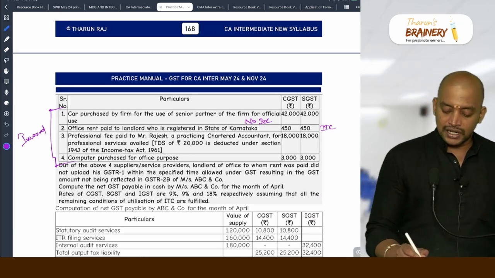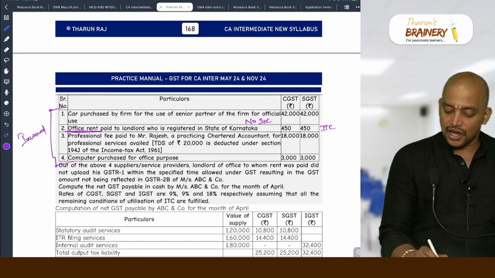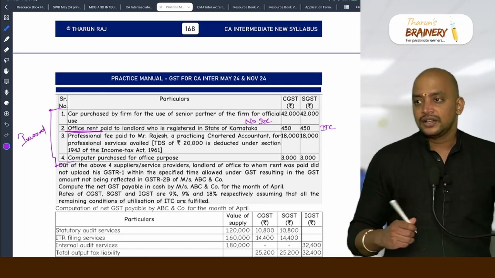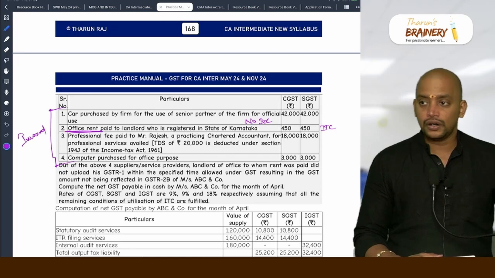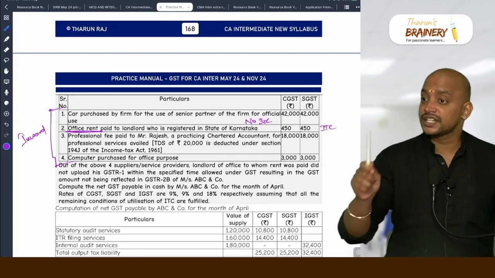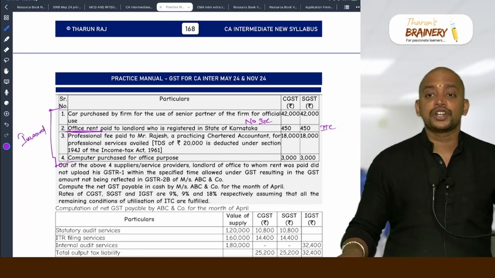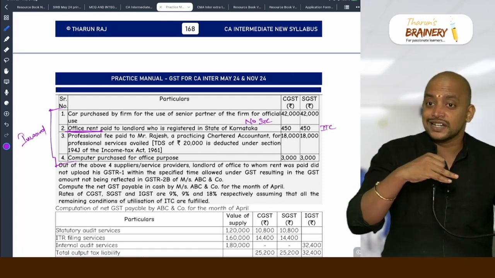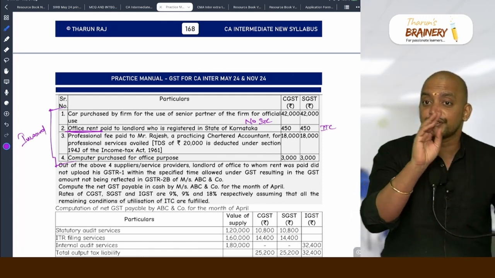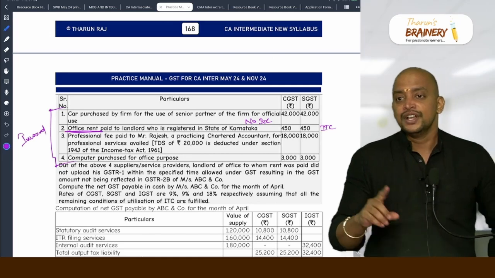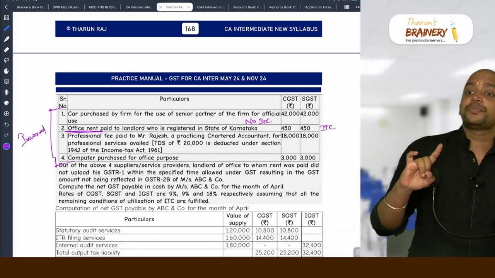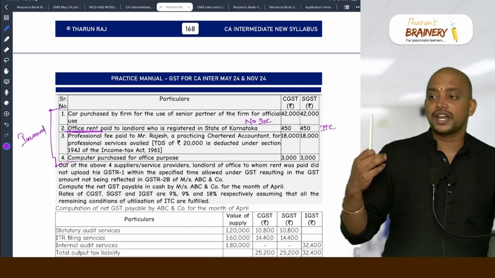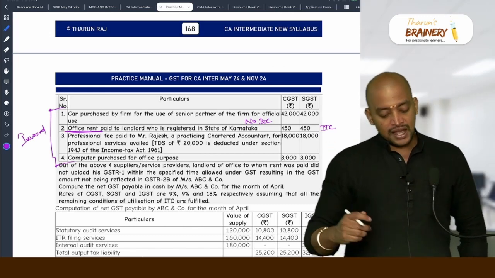So it is what? Office rent. Office means what? Commercial property. No. Commercial property to registered person is FCM only. That's where I asked you to remember R. Residential property, residential purpose to a registered person is only covered under RCM. So therefore commercial property will never be coming under RCM. It is FCM only. So we are not paying any GST.